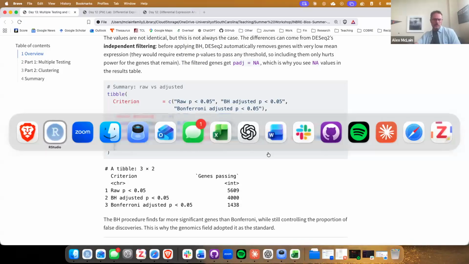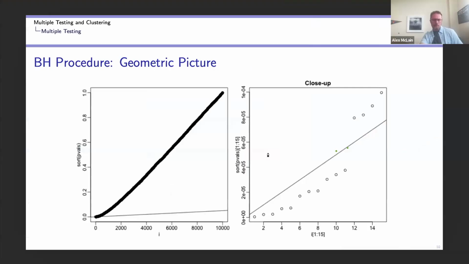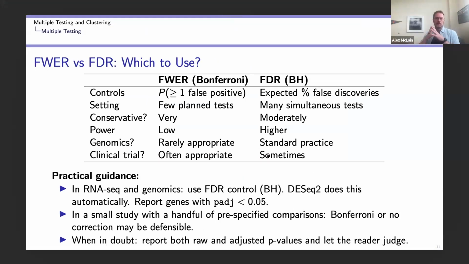Okay, go back to the notes here. So, family-wise error rate versus false discovery rate. What are they controlling? One is the probability that there's at least one false positive. The other is the expected percentage, or proportion, of false positives. In terms of the settings where they're used, Bonferroni is used when there are a few planned tests and they're all very important. False discovery rate is for many simultaneous tests, where making any mistake is okay, and we can have some false positives in there.